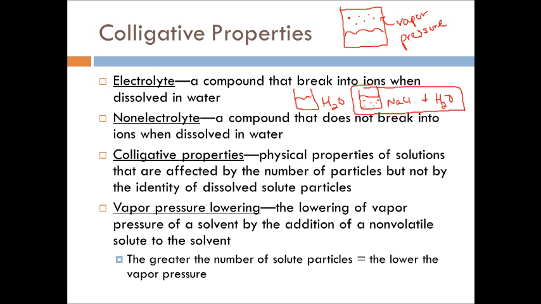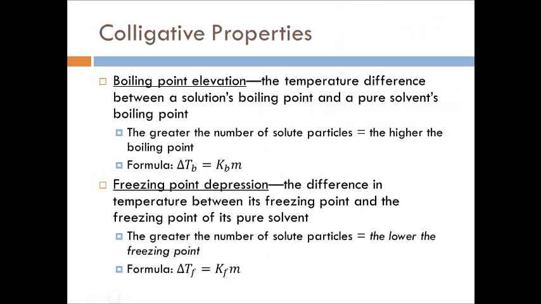Because you have a stronger interaction, it's going to take more energy to break those interactions, so you'll have less vapor above a liquid when you have a solute in it. So therefore, the greater the number of solute particles, the lower the vapor pressure is. Again, you need more energy to break the interactions between the particles to go from a liquid to a gas, so you're going to have less vapor there. So it's going to create a lower pressure. All right, that's vapor pressure lowering.